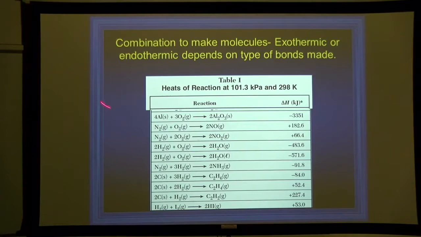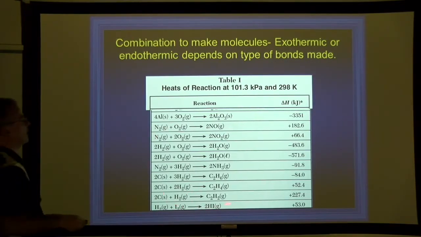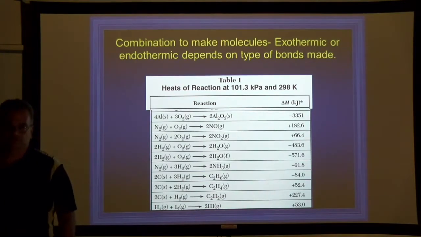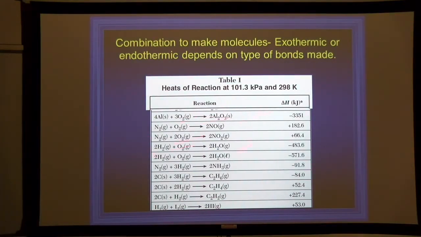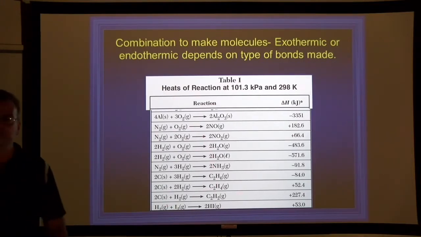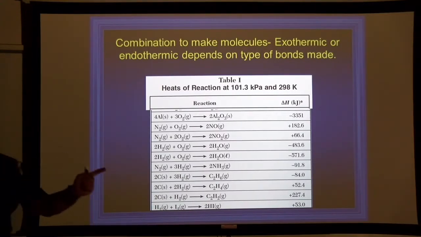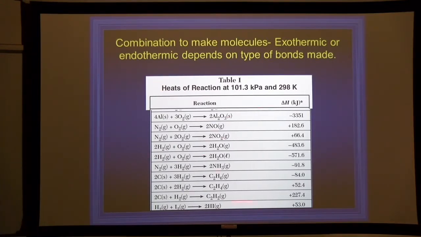Now, the synthesis of a molecule might not always be exothermic. How would you know? You got to go to this table. See, these are all synthesis reactions. How do I know these are all synthesis reactions? Making one product. Very good. You end up with only one product. So you take multiple and you create only one. So these are all synthesis reactions.